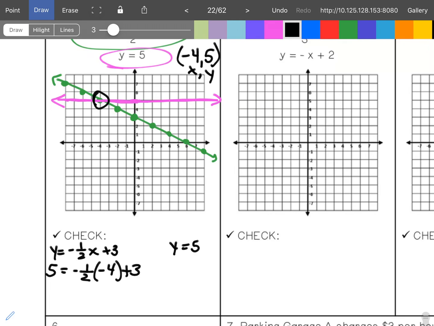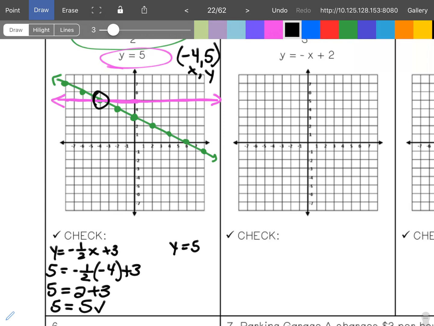And you've got your calculator if you need it. Leave the 5 alone. -1/2 times -4. Well, negative times negative is a positive, so 1/2 times 4, or half of 4, would be 2. And we still have the +3. 2 plus 3 is 5, so the sides match up, but it has to work for both equations.